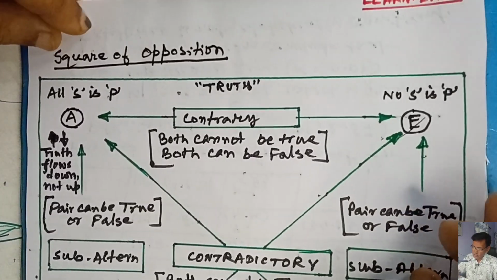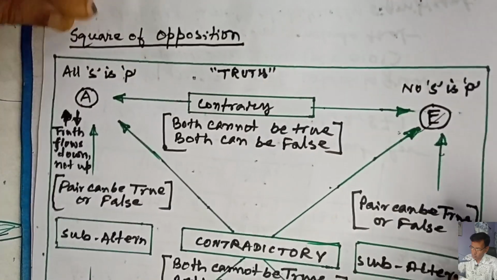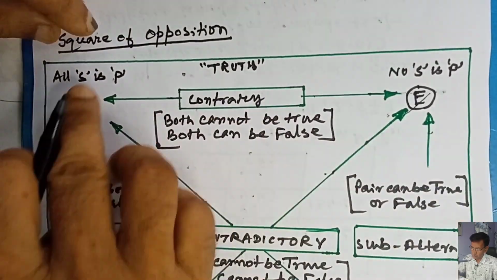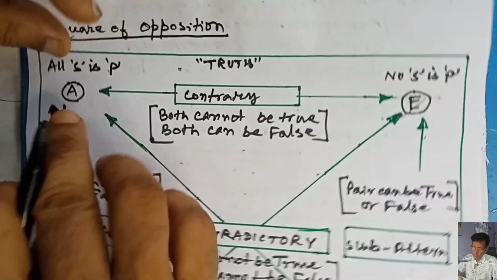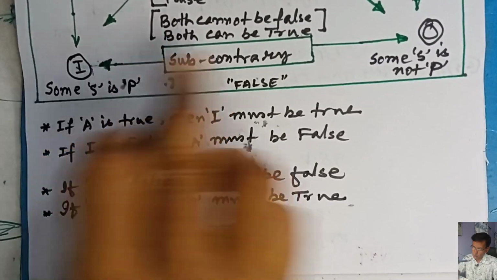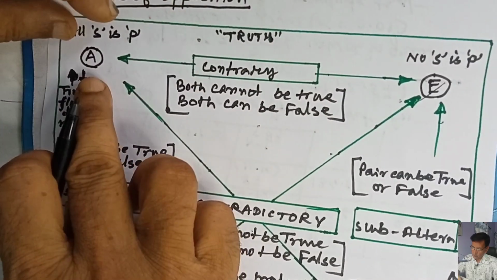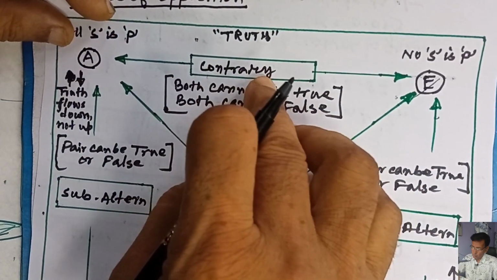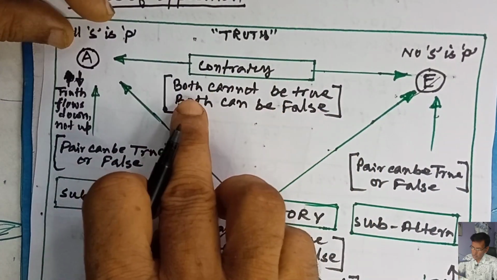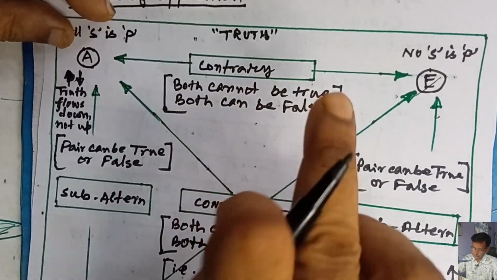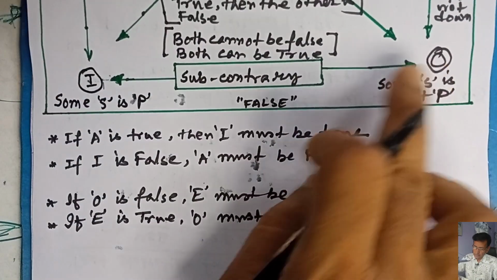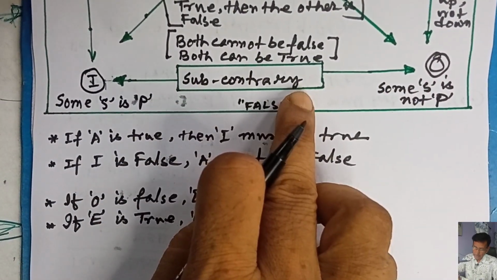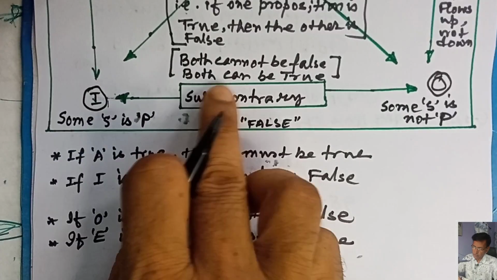This is, in nutshell, the square of opposition. The square of opposition consists of four corners A, E, I, O. Relationship between A and E is contrary. In case of contrary, both cannot be true, both can be false. Relationship between I and O is subcontrary. In case of subcontrary, both can be true.